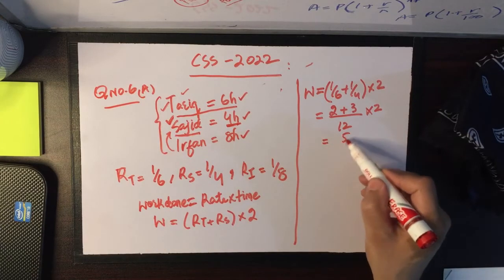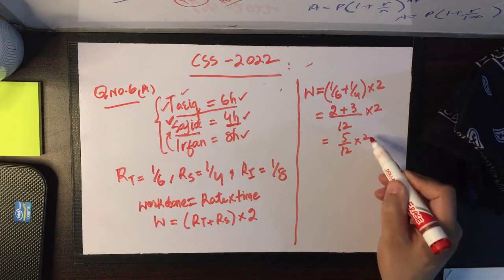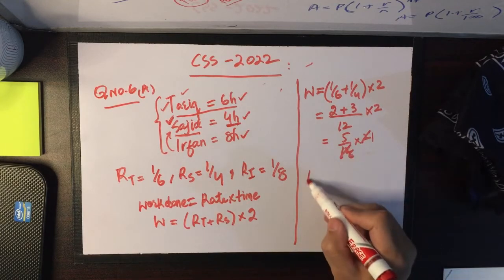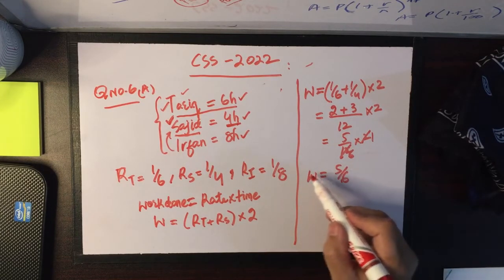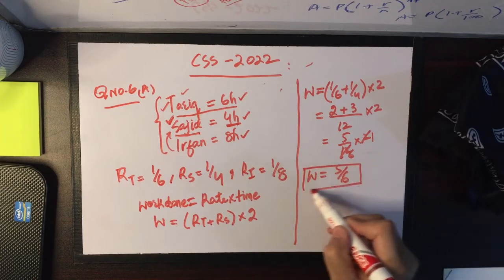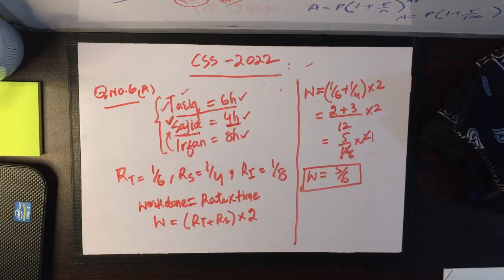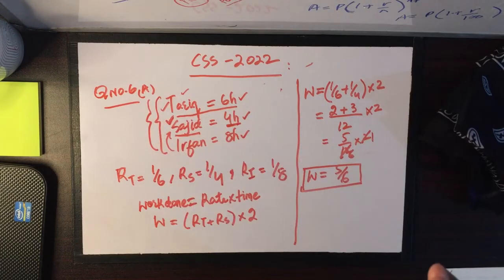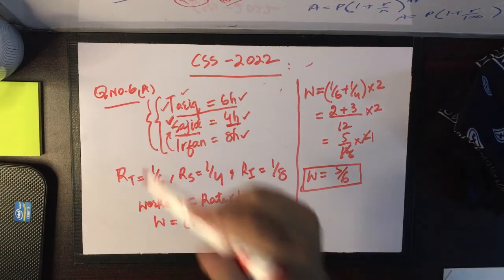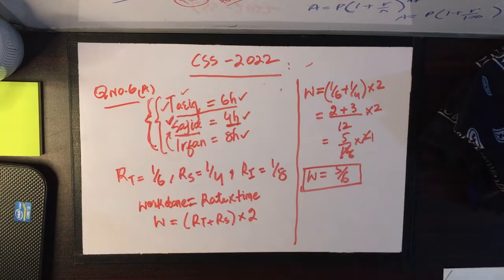This is 5 over 12 multiplied by 2. To 1 is 2, to 6 is 12. Work done is equal to 5 divided by 6. Why are we doing this? Because they hadn't started all together, and all of them were not present till the end of the work session, till the time that they finish doing it.